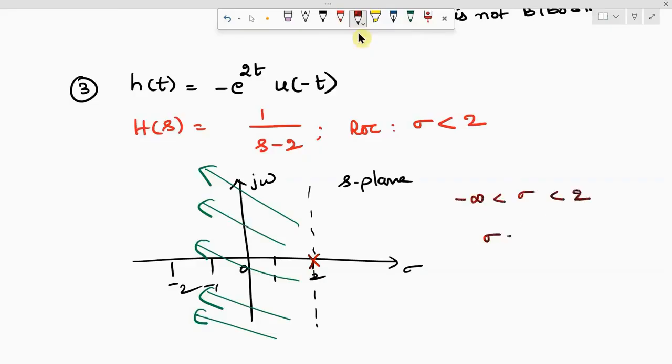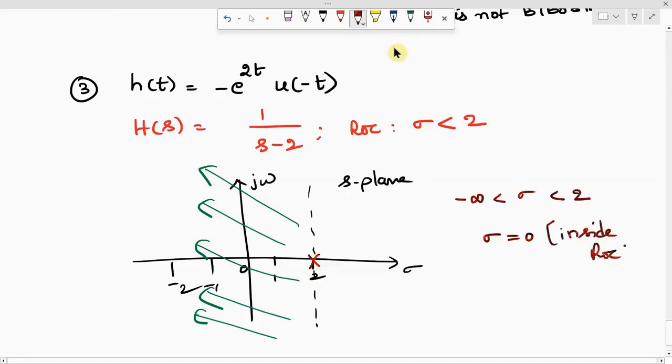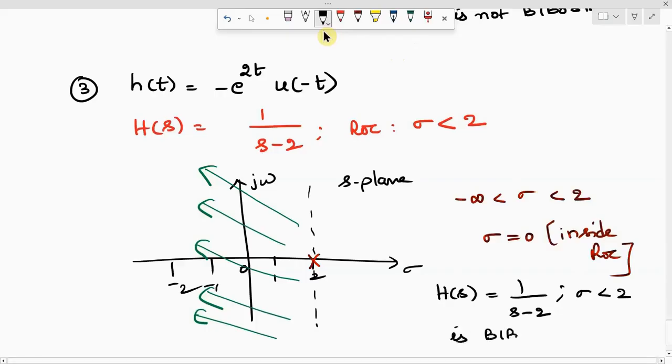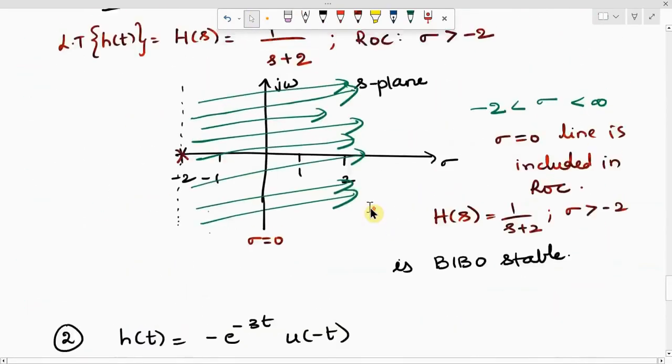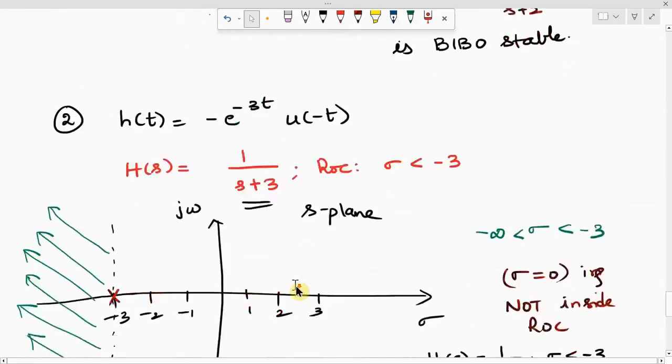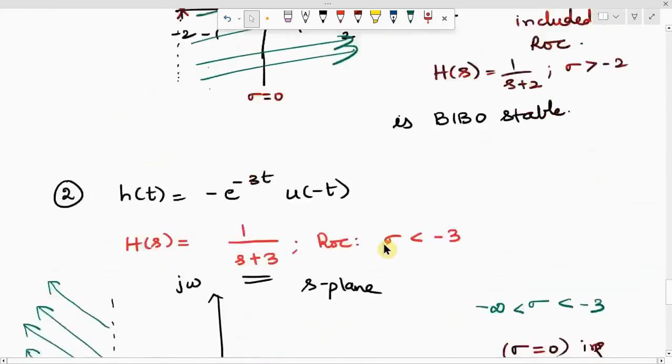Now, is the sigma equal to 0 line present inside the ROC? Yes, sir. So it is inside the ROC. Therefore, the conclusion is that H of s equal to 1 by s minus 2 with ROC sigma less than 2 is BIBO stable. Okay, so like this, we can take some examples. Just check whether the imaginary axis is inside the ROC or not, and then we can have a conclusion of this.